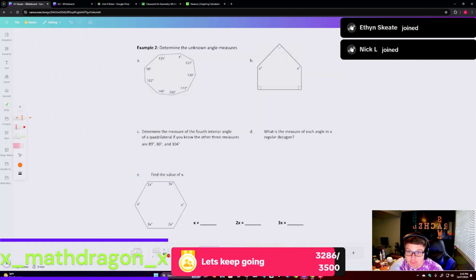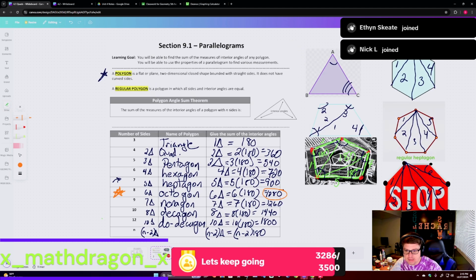All right, now determine the unknown angle measures. So remember, once again, how many sides do I have? 1, 2, 3, 4, 5, 6, 7, 8, 9. I have a 9-sided figure. If I have 9 sides, that means I have a total of 1,260 degrees.